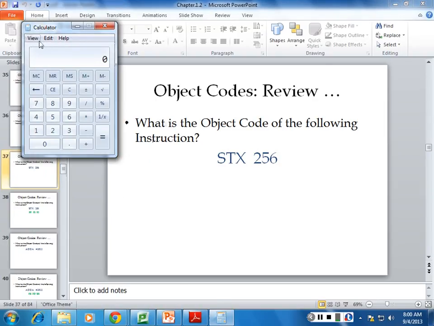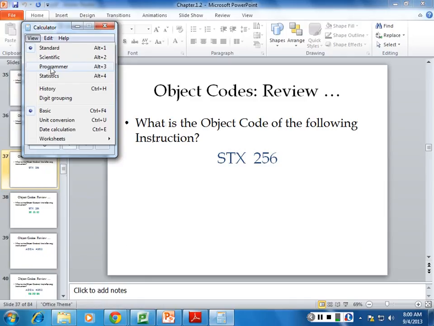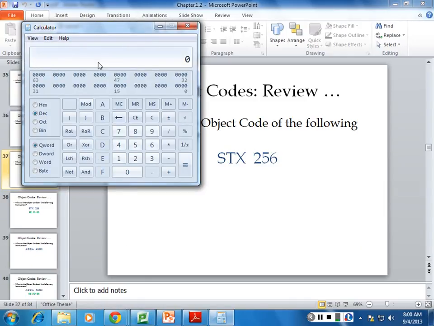If I use the calculator, go to the programmer's mode. Once you change to programmer mode, you can do it directly here. Look at this. At this point, the number system is decimal. So let's write 256 here and click into hex. It changes the number system to 100. So that means 256 is 100 in hex.